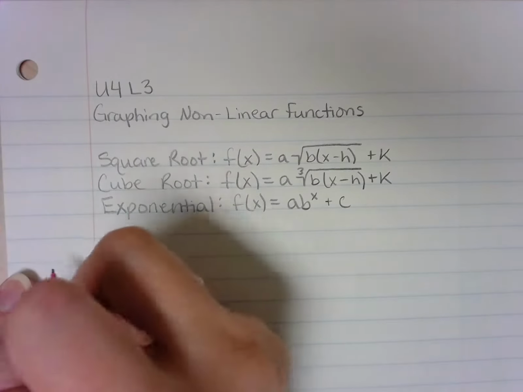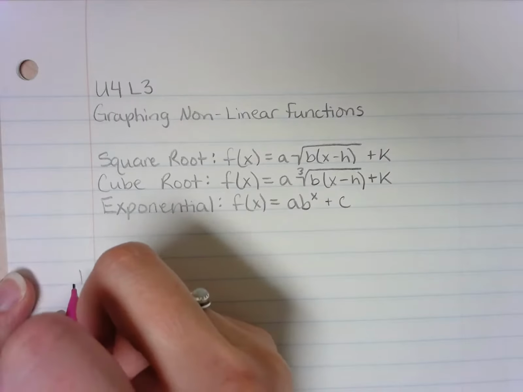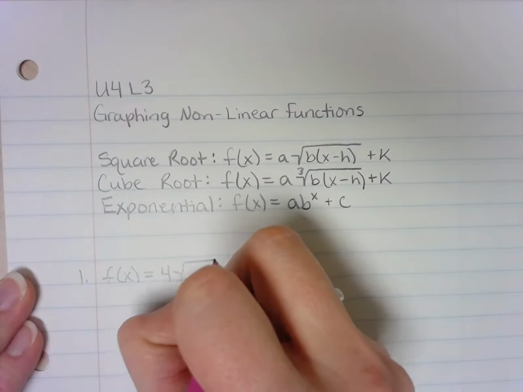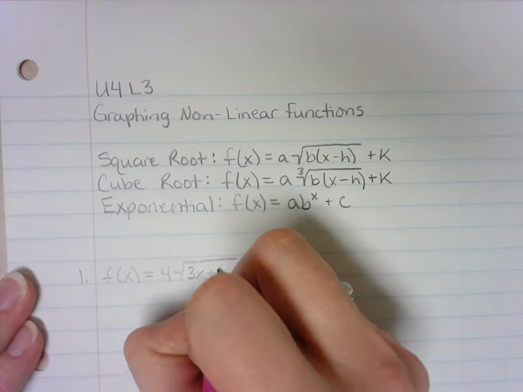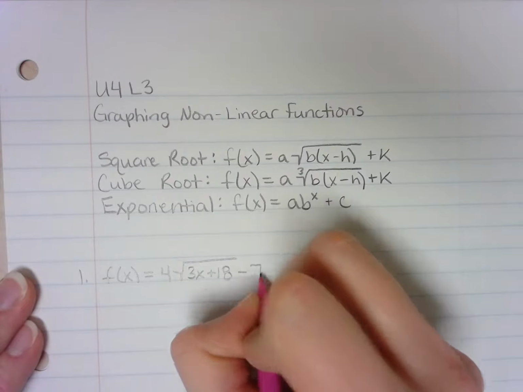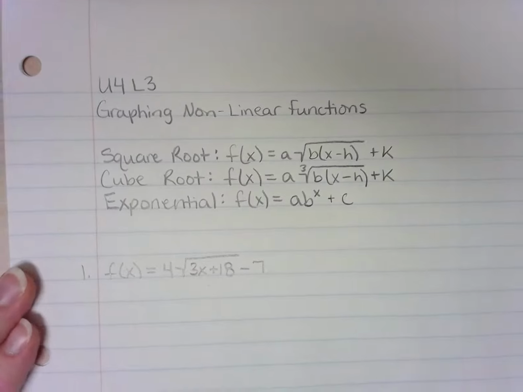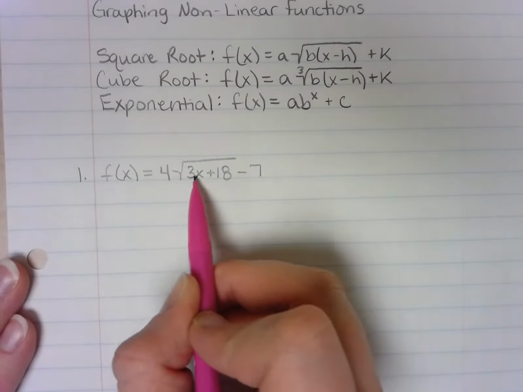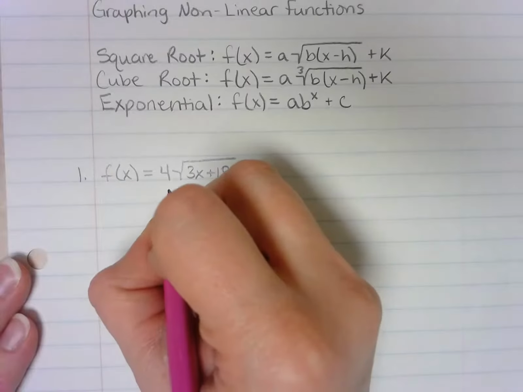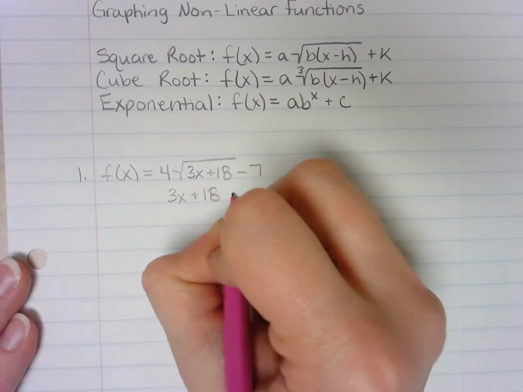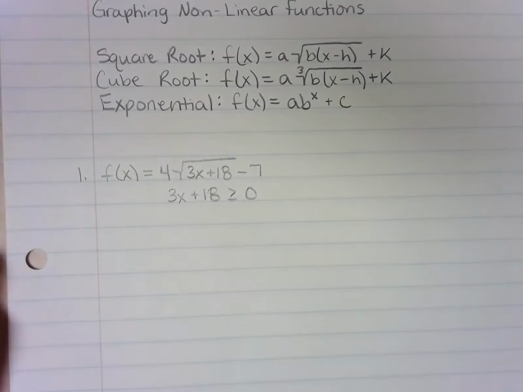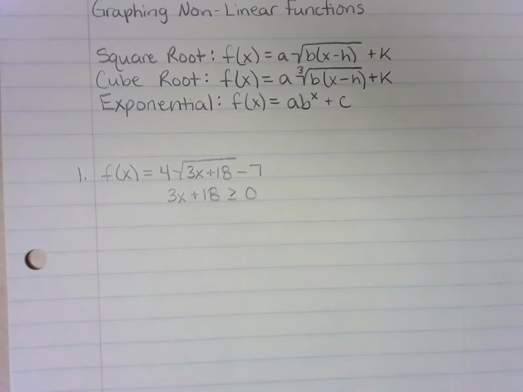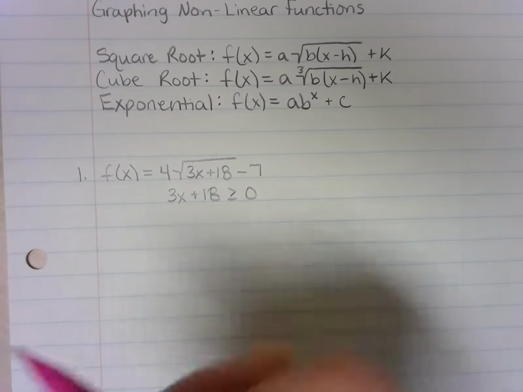So let's look at an example of a square root function. We have f of x equals 4 times the square root of 3x plus 18, minus 7. Now we're only going to find the domain of this function before we start graphing. Like we said, the part under the radical, 3x plus 18, would need to be greater than or equal to 0. If it's anything smaller, it's going to result in an imaginary solution, so we can't graph that on a real coordinate plane.